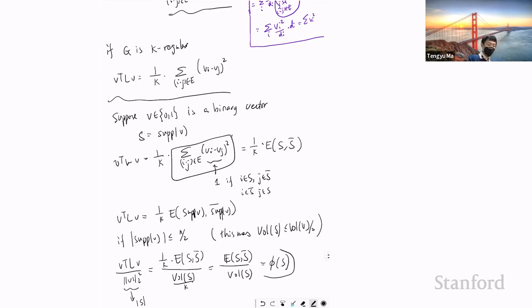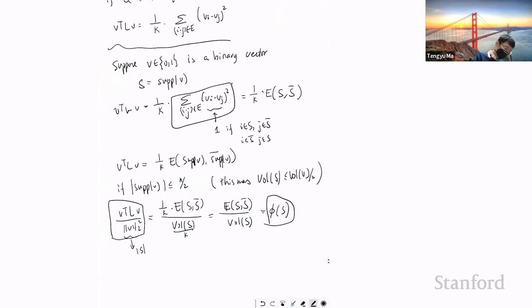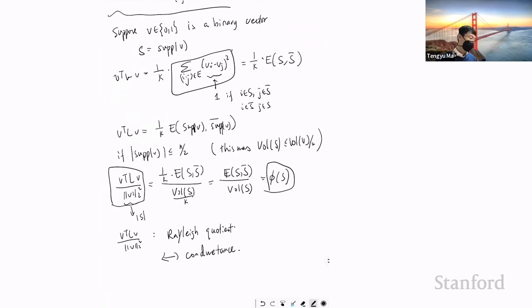So basically, the conductance of S can be written in this form, and this form is some kind of linear algebraic form. This, V transpose LV over the norm of V squared, is called the Rayleigh quotient. And the point here is that this Rayleigh quotient connects to the conductance. But of course, it's not exact, because it requires V to be binary.